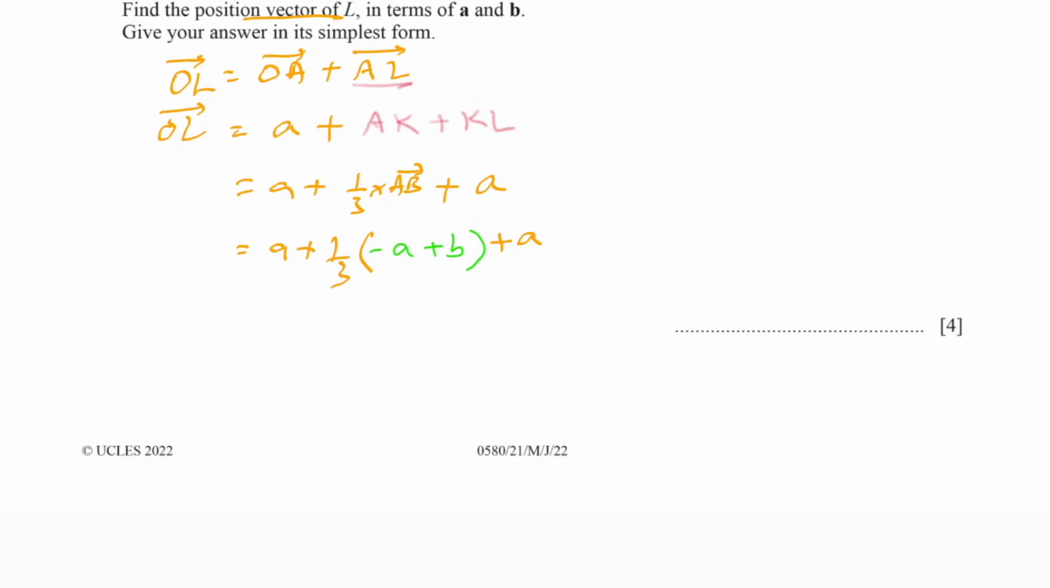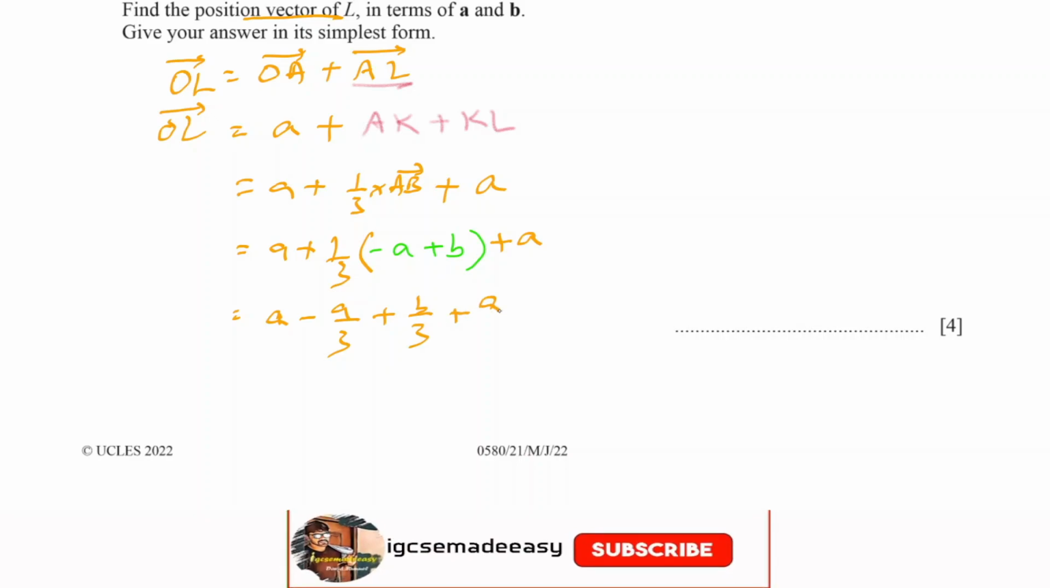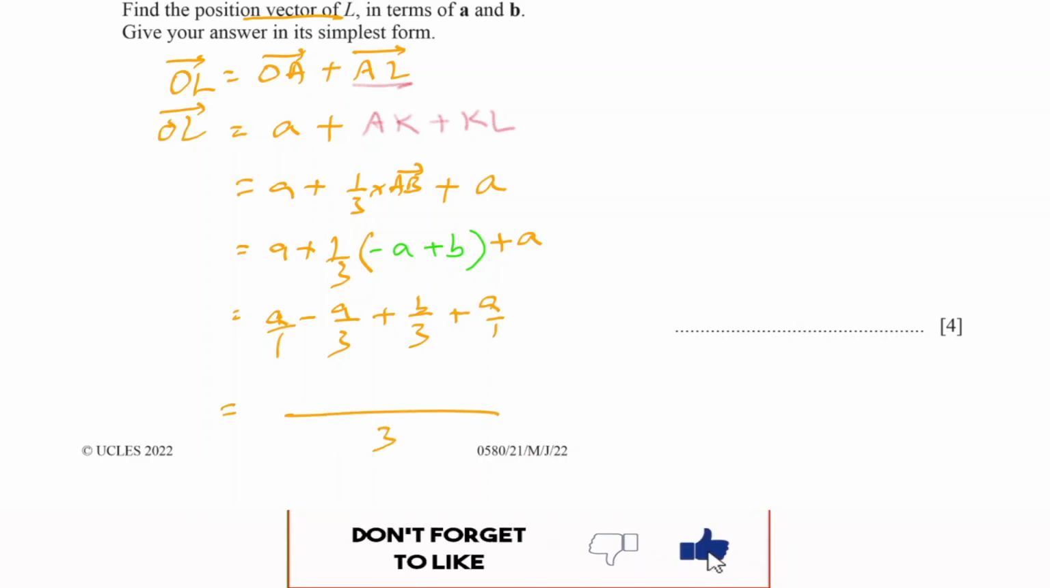So we can write it as, let's expand the bracket. This is a plus a minus of, because minus a into 1 by 3 gives you minus a by 3, and 1 by 3 into b is plus of b by 3 plus of a. So let's take an LCM of all. So LCM will take it as 3.